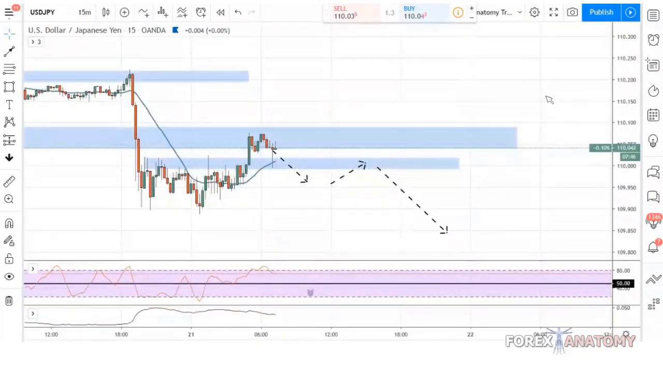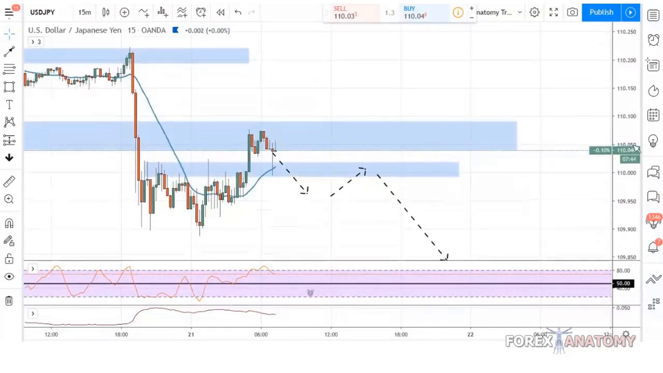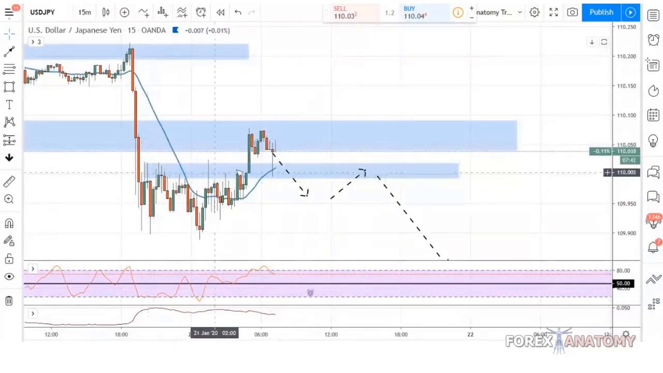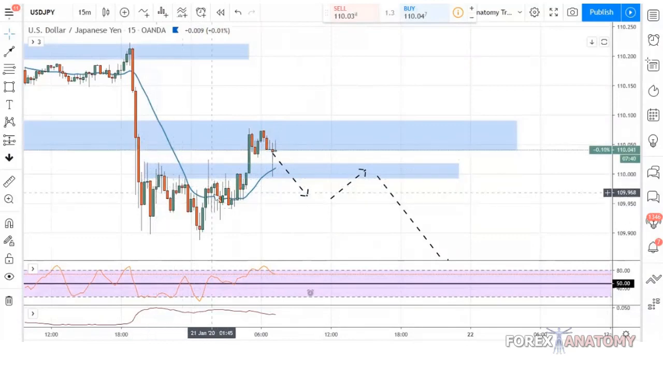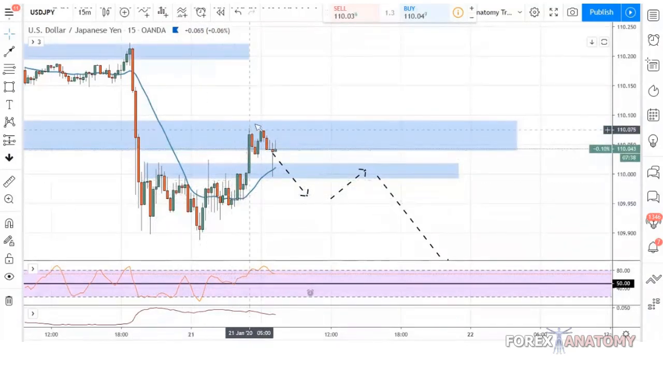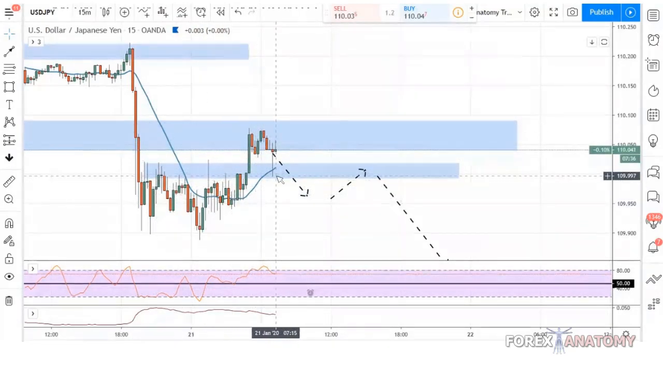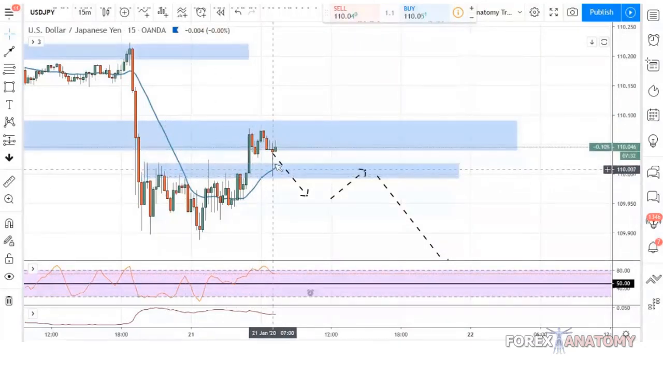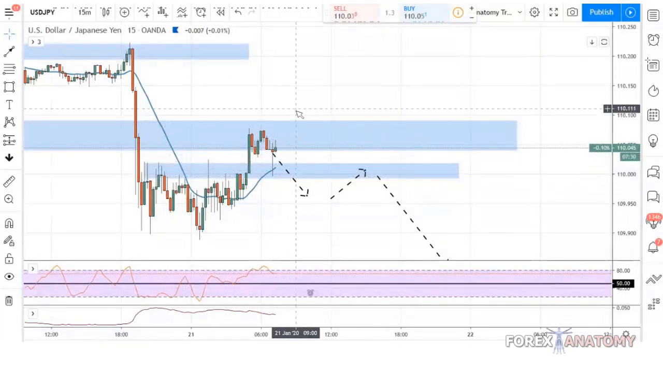Okay. Yeah, this is the 15-minute chart, guys, and we see that price respected this setup. We saw this consolidation and price expanded to the upside. Price retested the neckline of this consolidation, and it looks like it may want to push higher. So we'll see.